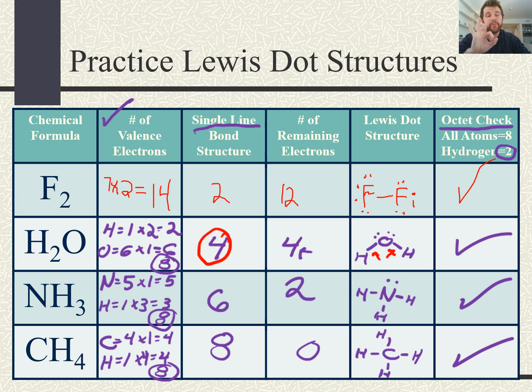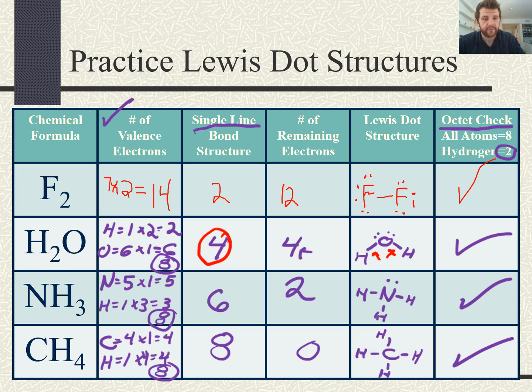There are a total of 3 bonds being made. 3 times 2, because there are 2 electrons per bond, gives me 6 electrons, which means I have 2 electrons left. I'm going to start off by adding in my 3 bonds, and I have 2 electrons left to go. All my hydrogens have 2, but my nitrogen only has 6, so I'm going to use my last 2 to put them on the nitrogen. Everything looks dandy.